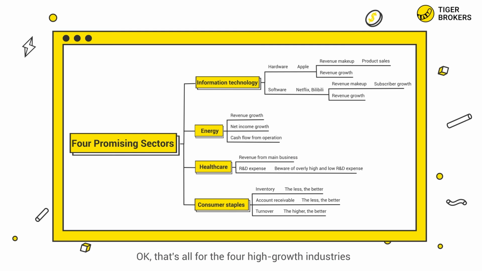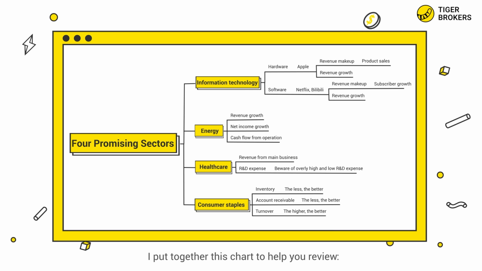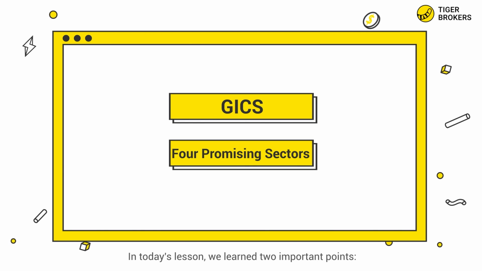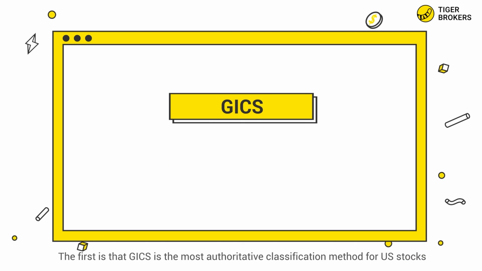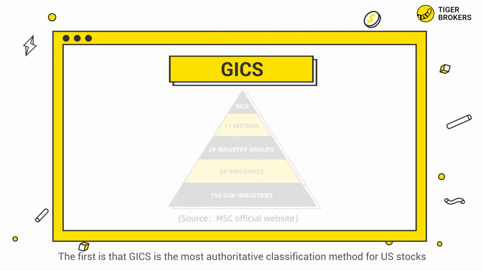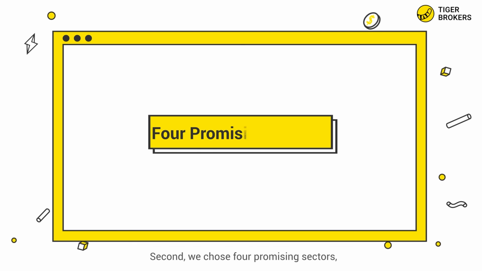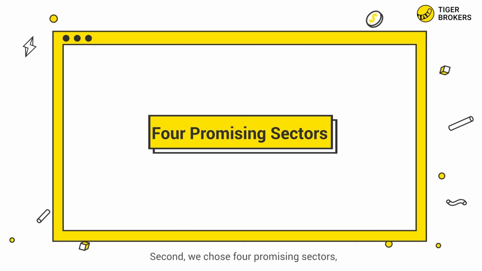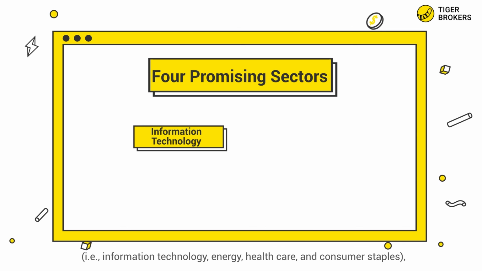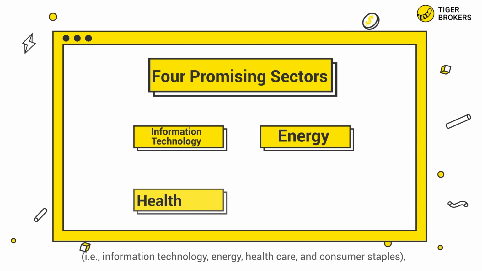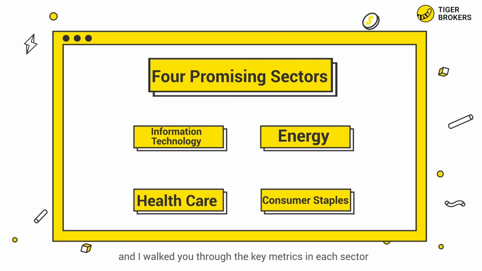Okay, that's all for the 4 high-growth industries. I put together this chart to help you review. In today's lesson, we learned 2 important points. The first is that GICS is the most authoritative classification method of US stocks, and that according to that system, there are 11 primary industries. Second, we chose 4 promising sectors, for example, information technology, energy, healthcare, and consumer staples. And I walked you through the key metrics in each sector.